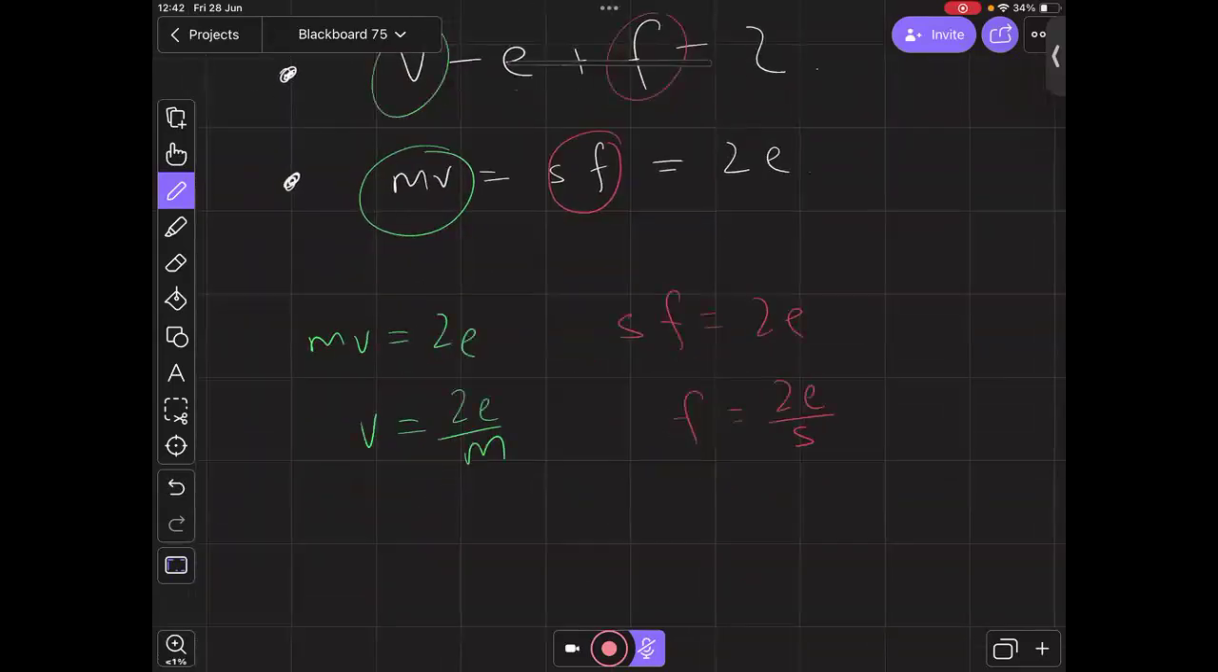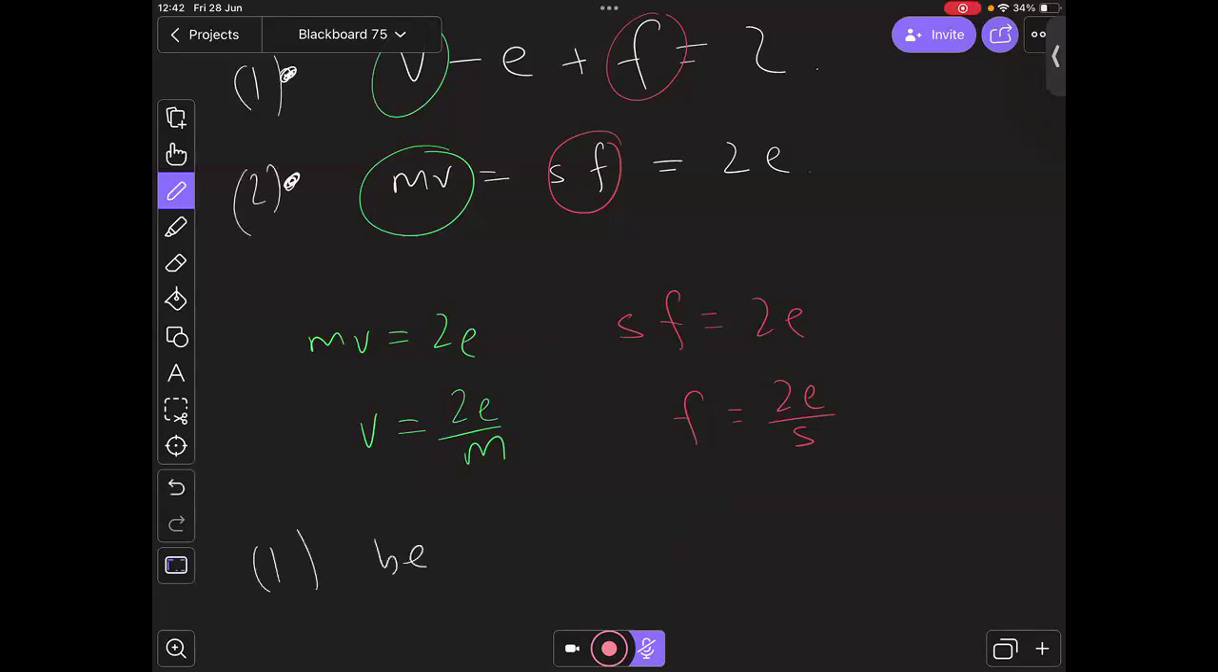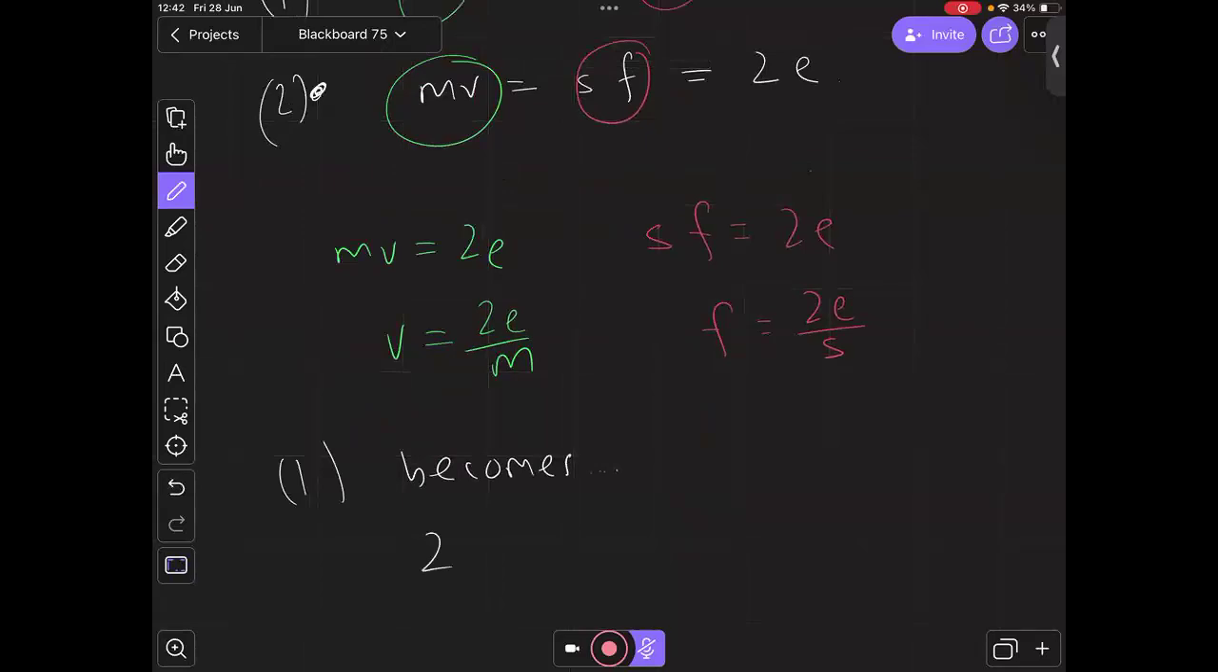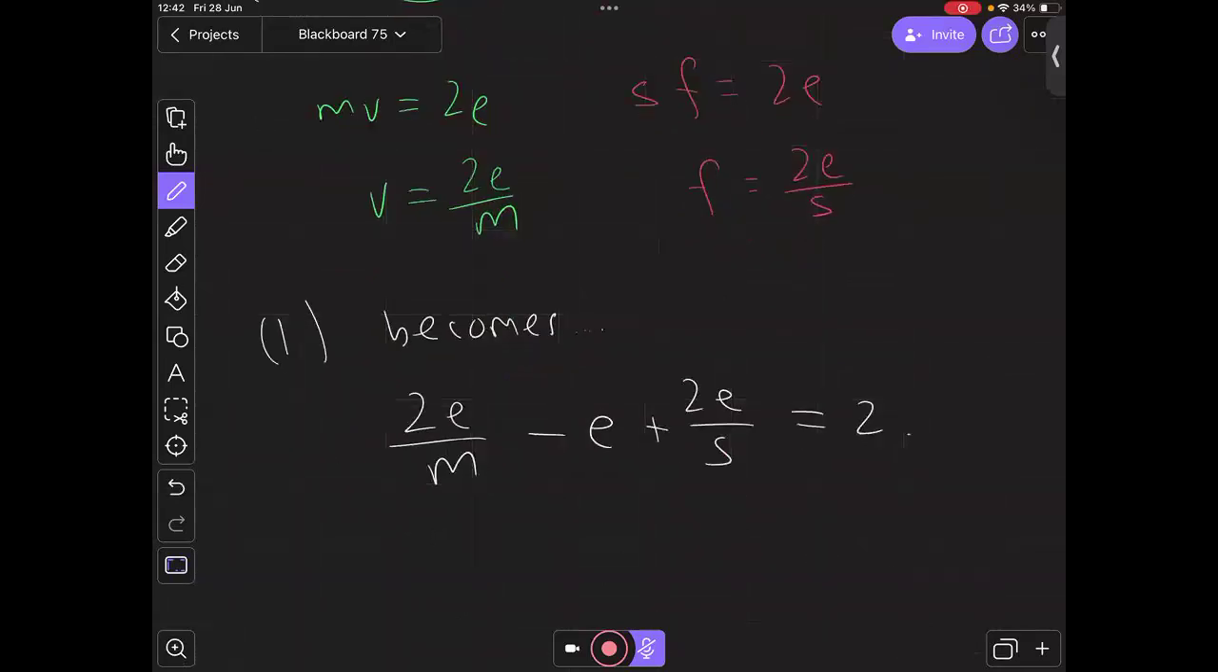And so we can then take the first formula. Let's call this formula 1, and this formula 2. So now formula 1 becomes: V becomes 2E over M, minus E, and F becomes 2E over S. All of that equals 2. So we get a single formula which looks like that. You guys happy with that?